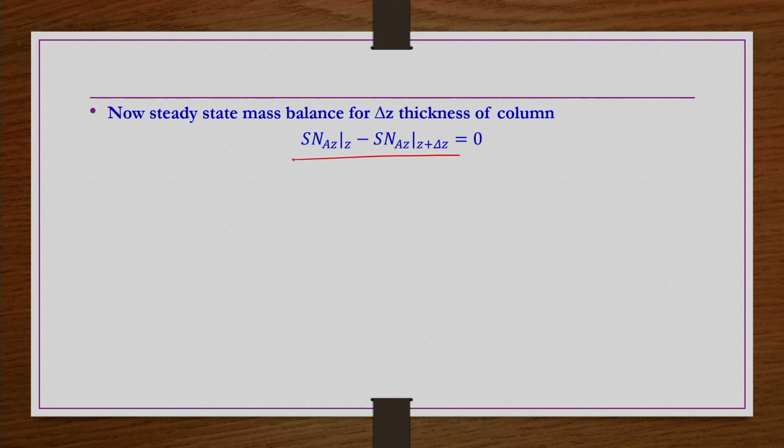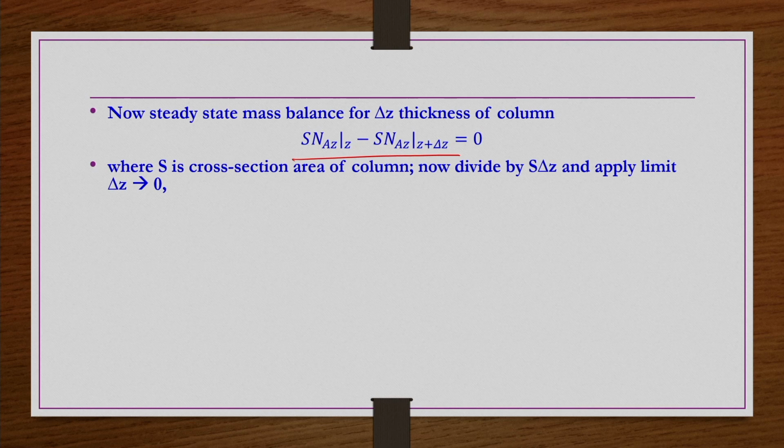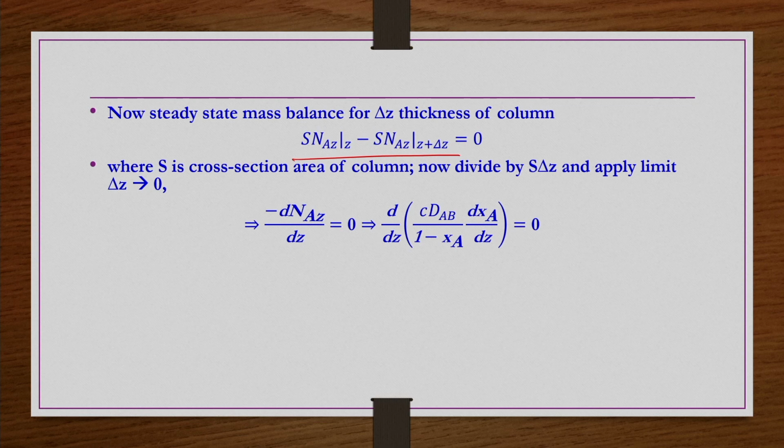and luckily in our system the area is not changing across the column height. So, we can take S as a constant value. S is the cross-section area of the column. Now, divide this equation by S delta Z and apply the limit delta Z tends to 0. What you get is minus d NAZ by dz is equal to 0, and NAZ we already got as minus C DAB by 1 minus XA dXA by dz.